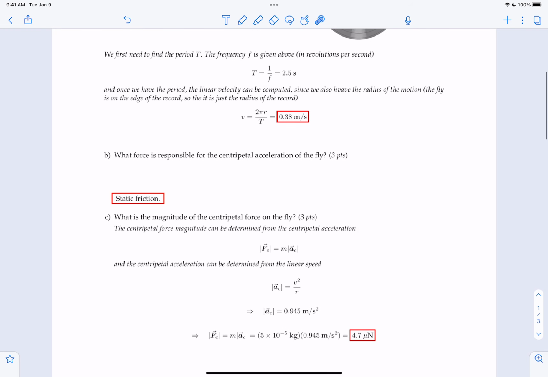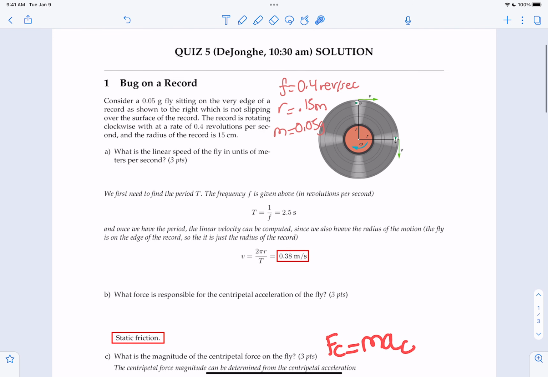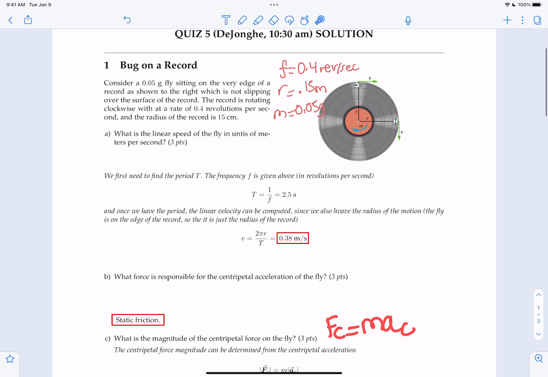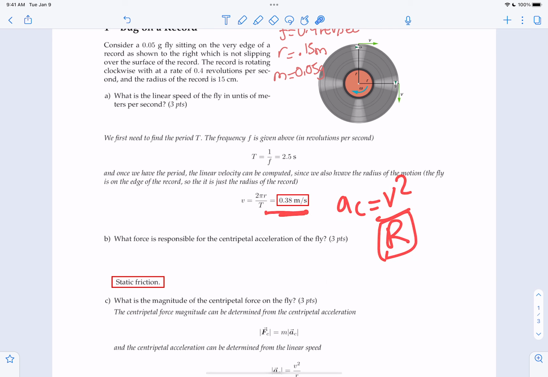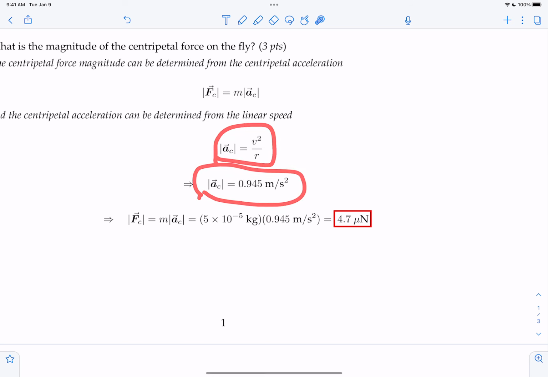Now, the magnitude of the centripetal force, right? We know that centripetal force is equal to, so Fc is equal to m a_c, right? We have our mass from earlier, 0.05 grams, which we have to convert to kilograms. And then we multiply by our centripetal acceleration. How can we get that? We know it's equal to v squared over r. We have our radius, and we have our speed from earlier, so we can plug those two values in, get the centripetal acceleration, and multiply it by the mass. You plug in the v from earlier, divide by r, you get your centripetal acceleration, and you multiply by your mass. That's how you get your centripetal force.